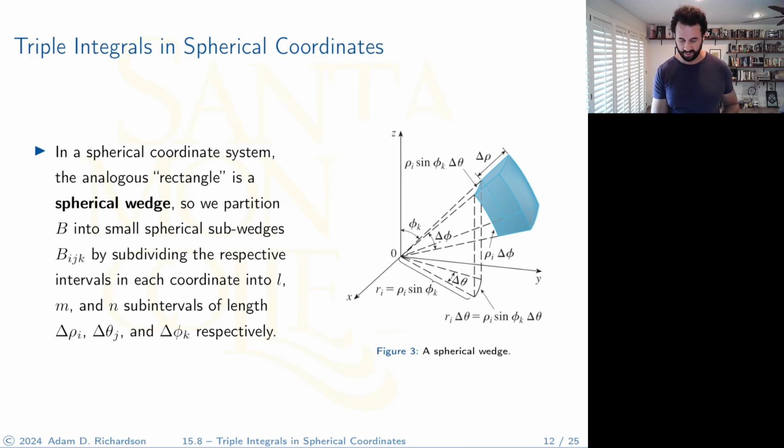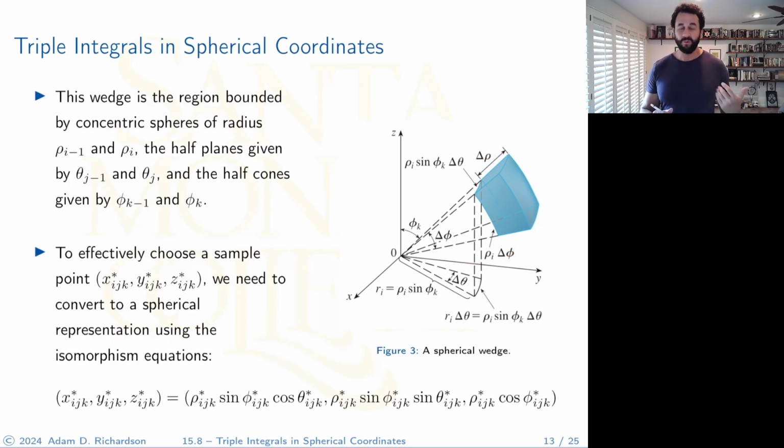And what we're going to do is partition our ball B into a bunch of small spherical sub-wedges. This is what it looks like. How do we do it? Well, same thing as before. We divide each of those individual subintervals for each one of the coordinates into L, M, and N subintervals of length delta rho sub i, delta theta sub j, and delta phi sub k, respectively. Same thing as before, except now it's spherical.